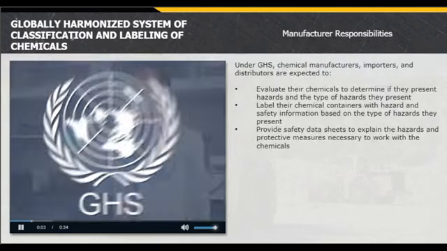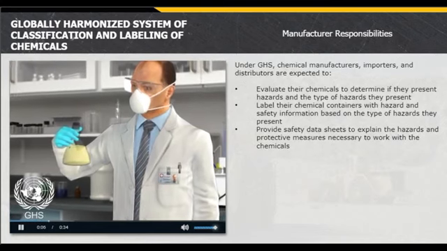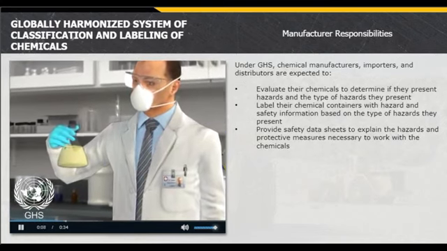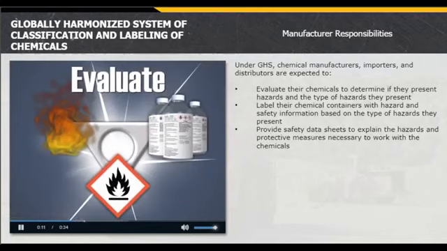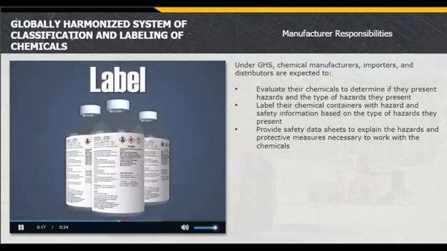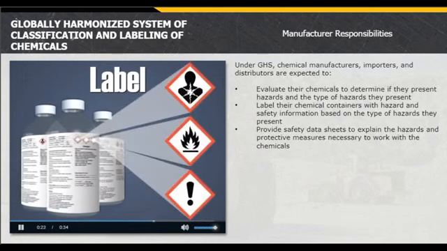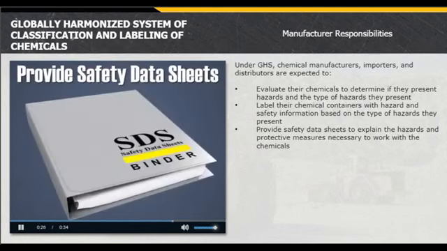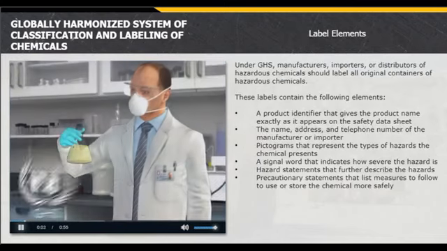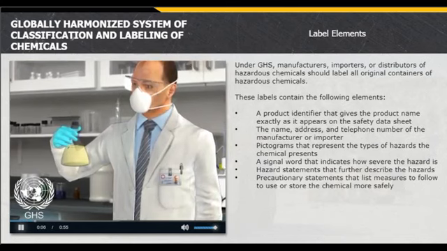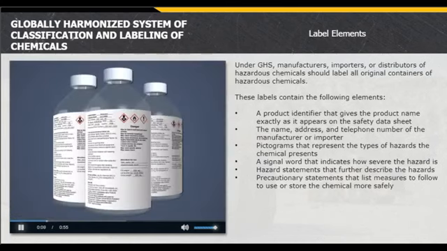Under GHS, chemical manufacturers, importers, and distributors are expected to evaluate their chemicals to determine if they present hazards and the type of hazards they present, label their chemical containers with hazard and safety information based on the type of hazards they present, and provide safety data sheets to explain the hazards and protective measures necessary to work with the chemicals. Under GHS, manufacturers, importers, or distributors of hazardous chemicals should label all original containers of hazardous chemicals.